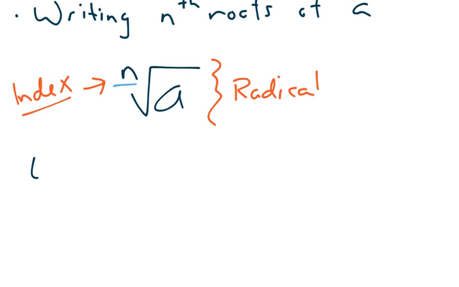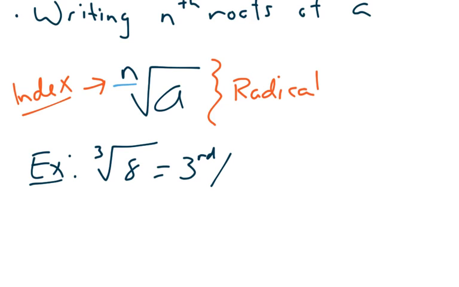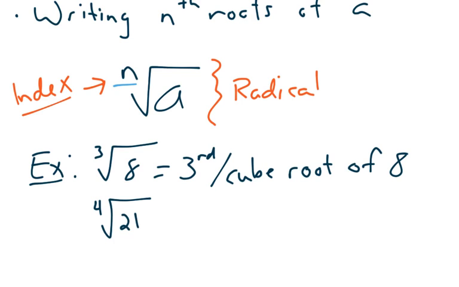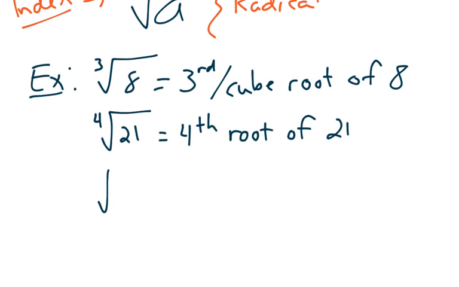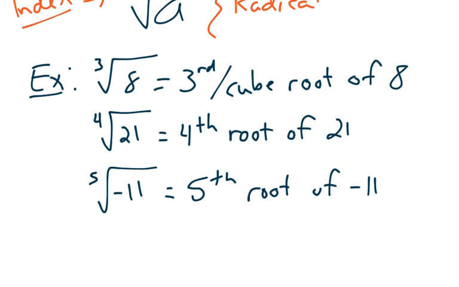For example, if I wrote this, the index is 3, what's underneath is 8, what that means is the third root, or if it's third root, we could call it the cube root of 8. Or if my index was 4 and the number underneath was 21, this would be the fourth root of 21. Similarly, if we had a 5 there, and negative 11, this would be the fifth root of negative 11. And so on.